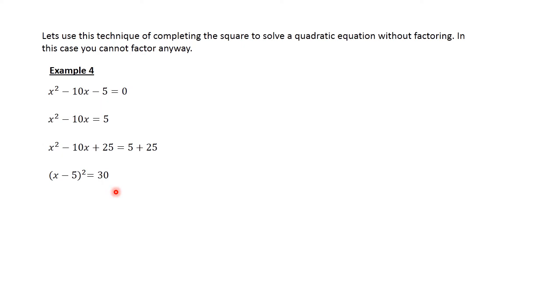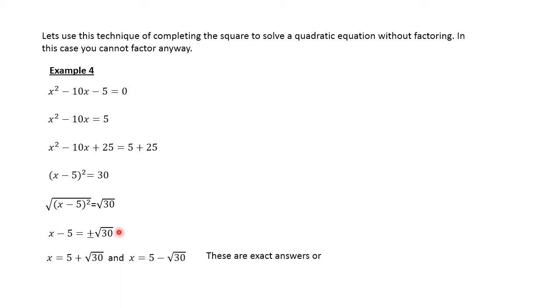We're going to do the same thing as before. We're going to take the square root of x minus 5 squared and the square root of 30. So when you take the square root of x minus 5 squared, you get this x minus 5. It removes the square. On the other side, we're left with this plus and minus the square root of 30. Remember, it's two answers that we're going to get. Now, we don't know exactly what the square root of 30 is. On your calculator, you're going to get some number with decimals in it.